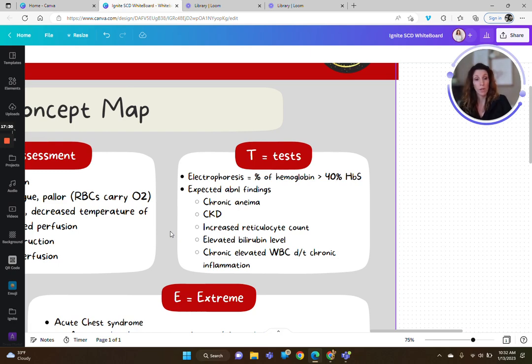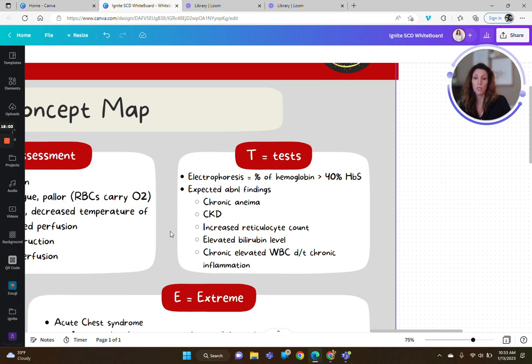Electrophoresis is where the pathologist looks in the microscope at the distribution of types of hemoglobin within the red blood cells. So this is a special test, and it measures the percentage of hemoglobin. So if a patient has greater than 40% of hemoglobin S, like we discussed earlier, that is a diagnostic feature for sickle cell disease. And then, like I said, they have a chronic underlying illness.